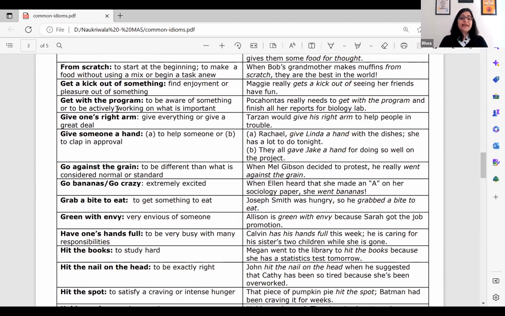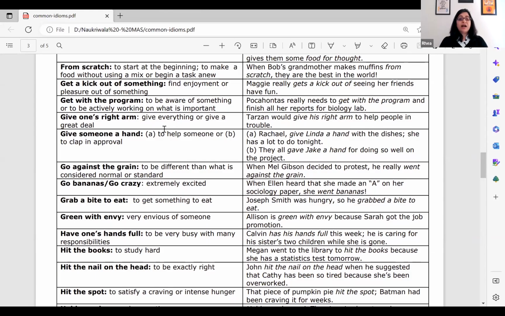Moving out, get with the program. Get with the program means to become aware or to be actively working in that thing. So for example, Pocahontas really needs to get with the program and finish all her reports for biology lab. Really needs to get with the program means this person needs to start working.